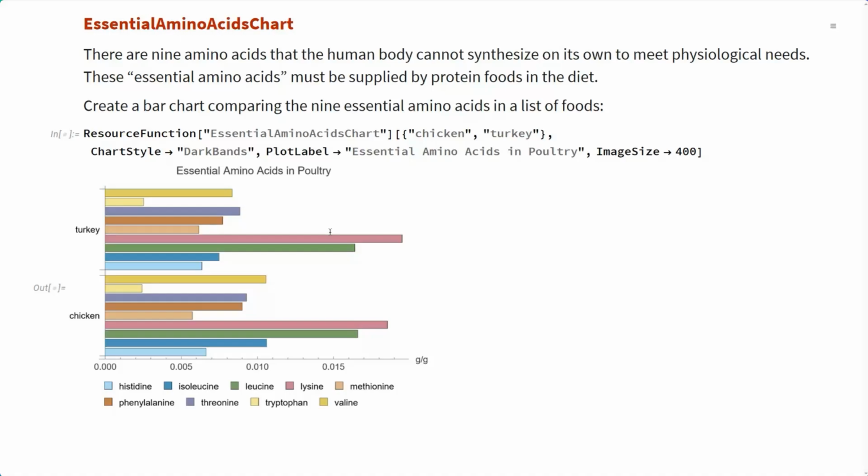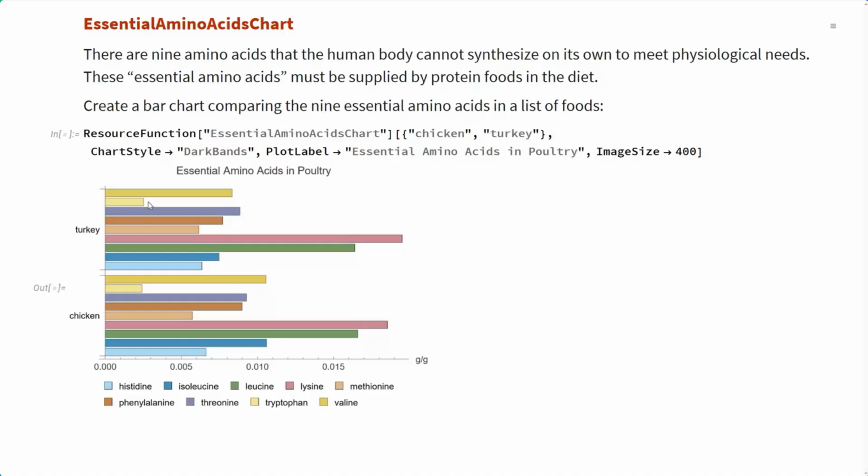So in this case, you can see I've said, let's compare chicken and turkey, the essential amino acids in chicken and turkey, and make a comparison. Interesting here, how tryptophan has the reputation. You can see the tryptophan here in the yellow.